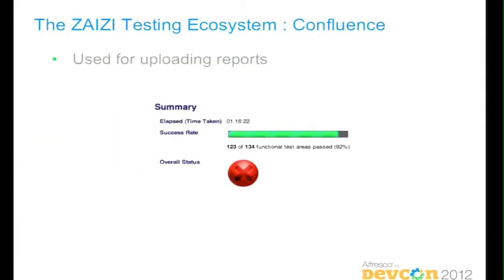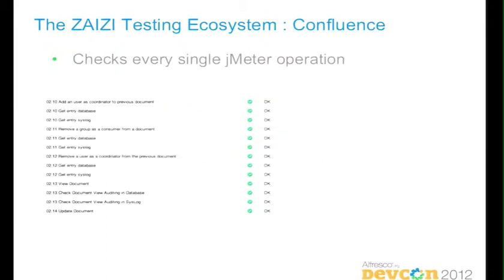We also use Confluence, which is a product of the Atlassian ecosystem. If you know Jira, Jira is a ticketing system. Confluence is the wiki, and we use it basically for uploading the reports that we created with the other tools. We have a summary report in there where we see that 92 of the functional tests were working in the last release. And we can have reports for every piece, or for every operation.